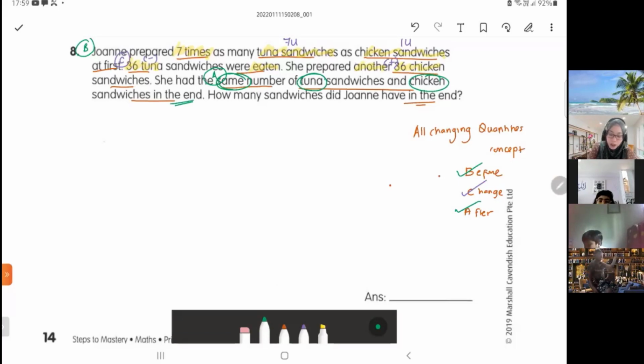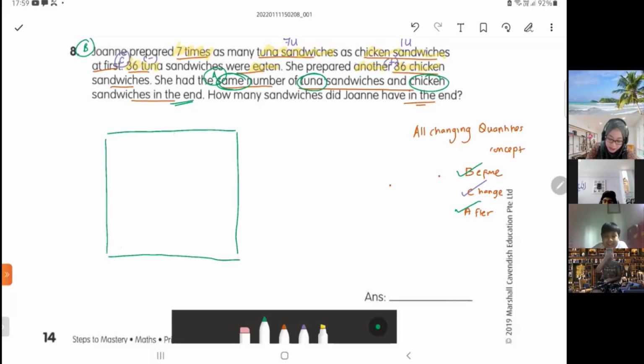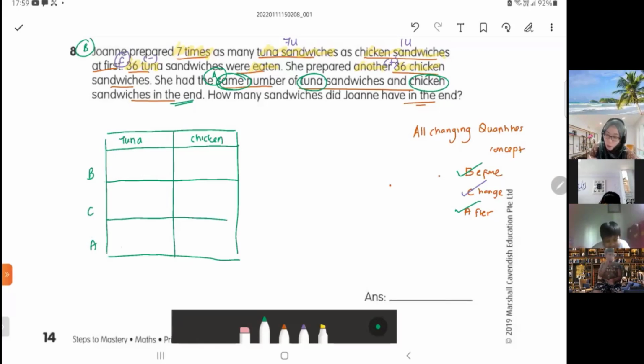I'm going to draw a table to indicate the information. Cut it up into 2 columns. One to write down your tuna sandwich, another one is your chicken. Before, change, and after. To me, this is easier than your model. Why? Because for a model you have to draw properly. If you don't draw properly, and don't bring forward or bring backwards properly, everything is wrong. But for this one, you just draw the table, take your information, and put it inside the right box.